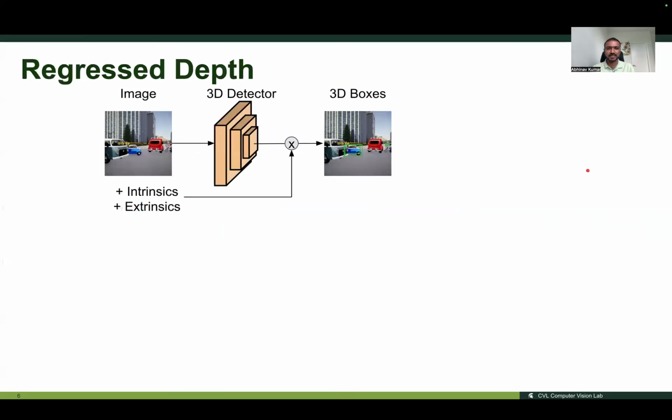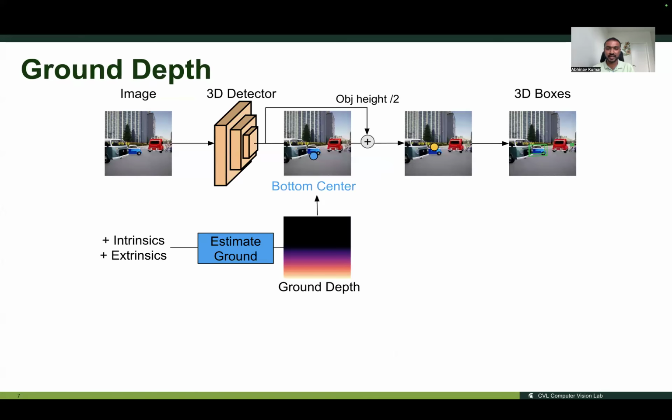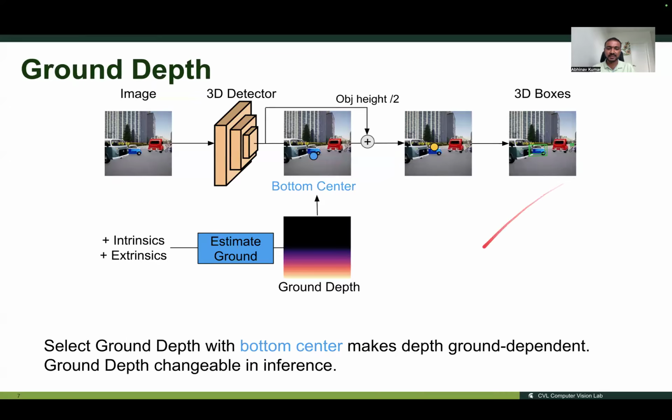These 3D models are typically trained in an end-to-end fashion with an encoder-decoder framework. However, there is an alternative way to obtain the depth, which is using the ground plane. Selecting ground depth with bottom center makes depth ground dependent, and ground depth is changeable in inference because it's calculated based on camera height parameters.